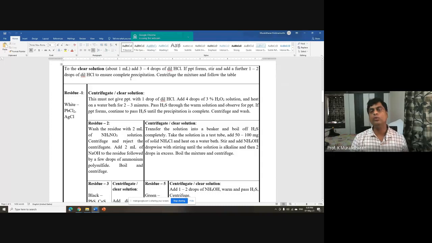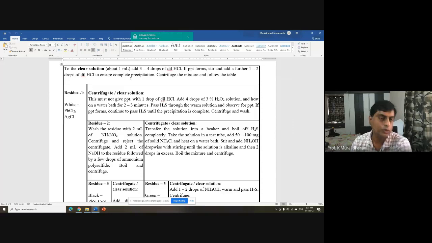How do you ensure complete precipitation? You add a few drops of HCl, assuming today you are getting a water solution, and you will see the precipitate formation. Then you add another 2-3 drops, shake it properly, and see that all the precipitate is formed. Still, you add one more drop of HCl, and if the drop touching the solution forms a precipitate, you can see the formation of the compound, right? But if it is not happening, the precipitation is complete. That is where you have to stop adding extra hydrochloric acid to the solution, right?